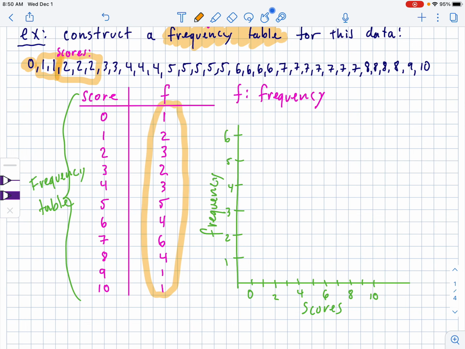Then you would just take, let's do a different color just for funsies, each of these scores and then make the bar as high as the frequency is. So for zeros, there was 1 frequency, so that means you would put a vertical bar here, that on 0 there was 1, and then on 1 there was 2, and then on 2 there was 3, 3 there was 2, and then on 4, there was 3. 5, there was 5.